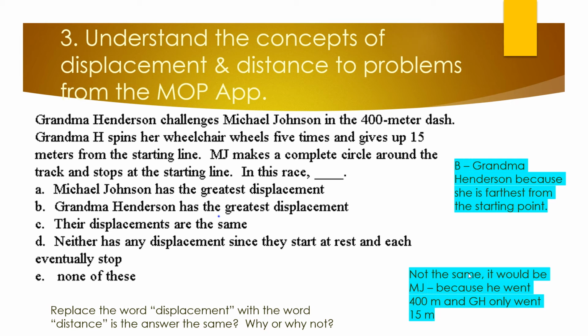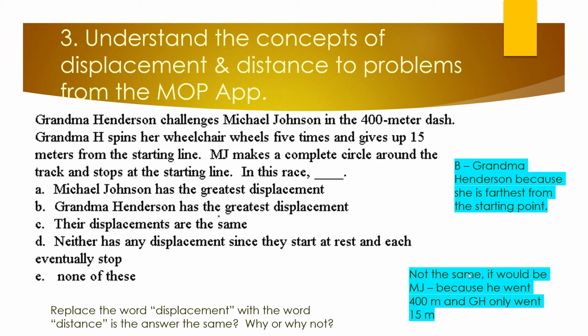So Grandma has the greatest displacement because she is farthest away from the starting point. Displacement is comparing your initial point and your end point. Michael Johnson starts and ends at the same location, so his displacement is 0. Grandma has actually moved 15 meters away from the starting point.